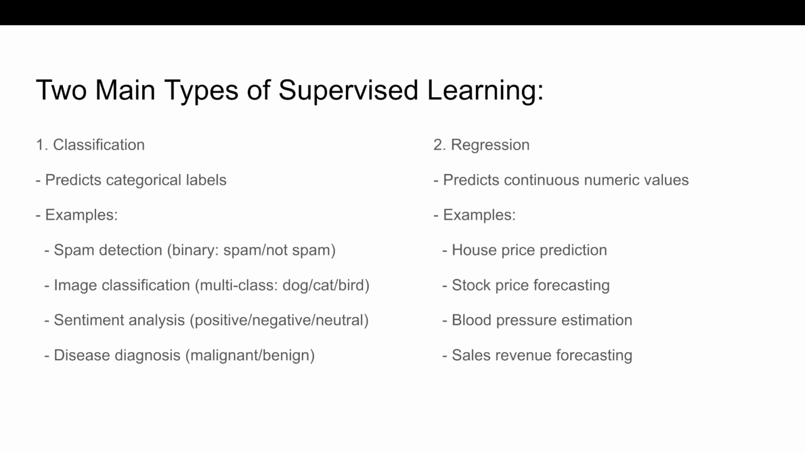2. Regression. In this case, the model predicts a continuous numeric value. A classic example is predicting housing prices based on features like square footage, number of bedrooms, location, etc. The model learns to map these input features to a specific price value. Other regression examples include predicting stock prices, estimating a patient's blood pressure, or forecasting sales revenue.